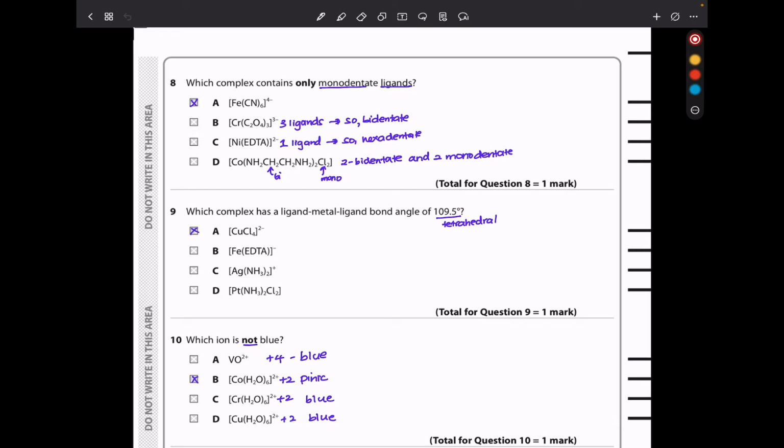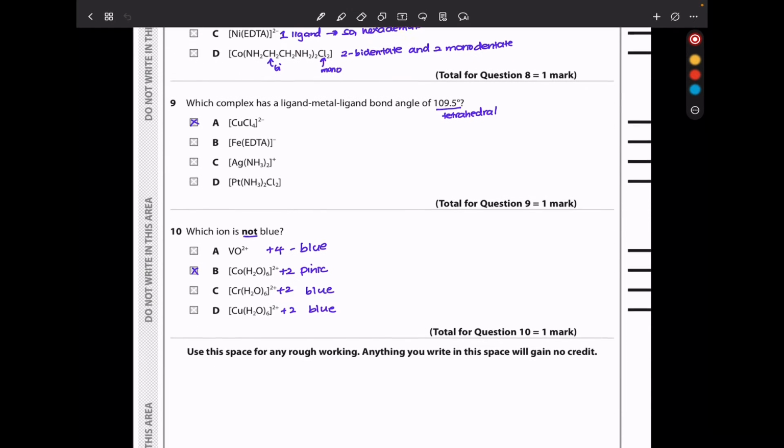Here we have nickel, which has coordination number 6, but there is 1 ligand, and that means EDTA is hexadentate. And in cobalt, still coordination number 6, but we have 2 of these, each is bidentate, and 2 of these, each is monodentate. So here we have a combination of mono as well as bi. So the correct answer should be A. Moving on to question 9.